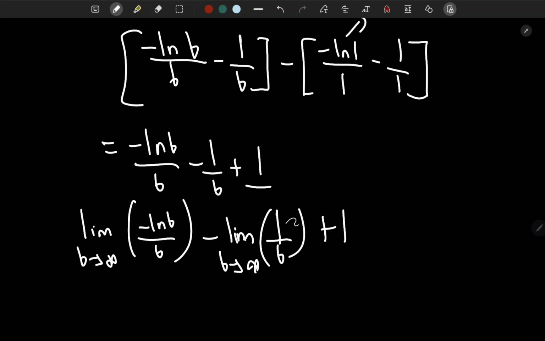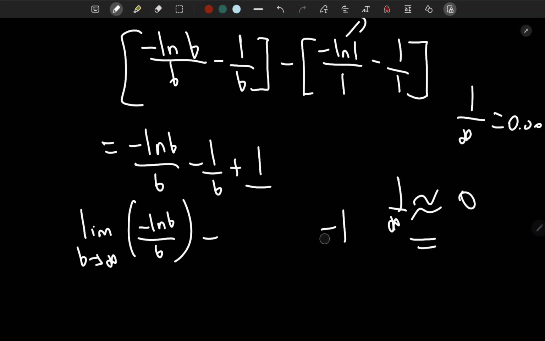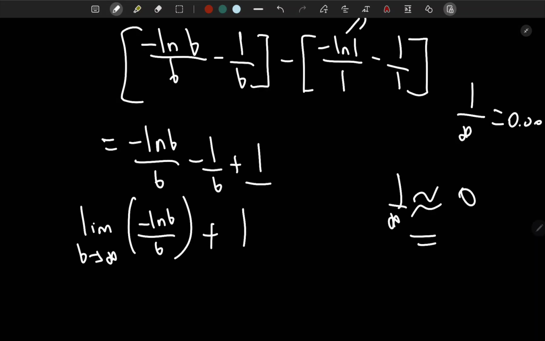So now we know that 1 over infinity is approximately or equal to 0, since a number divided by infinity is going to be very small. It's going to be negligible, right? It's going to be 0.000 with infinity zeros and then 1. So we can say that this part over here is 0. So I'm going to erase it, and all that's left is plus 1 here. Now we are left over with this limit. So now all that's left here is minus ln b over b.